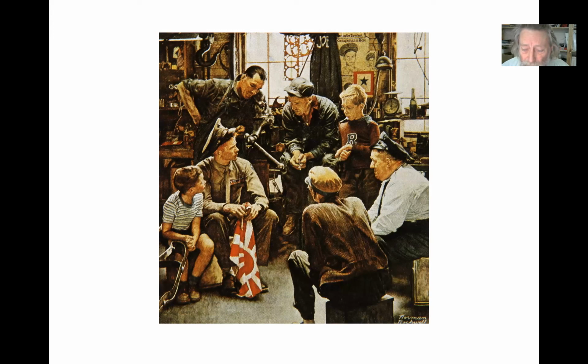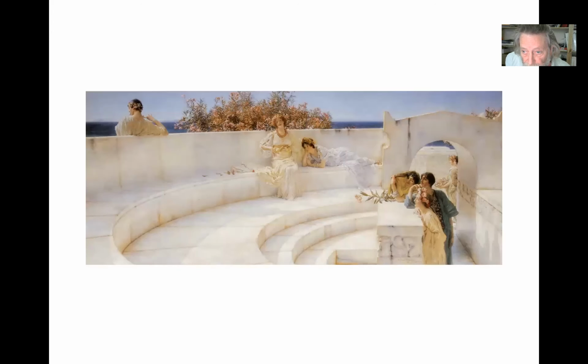What is the location of this? We might say it's a machine shop. I see a gasket. I see a big hook for an engine hoist. Elements here that tell us where this is actually taking place.